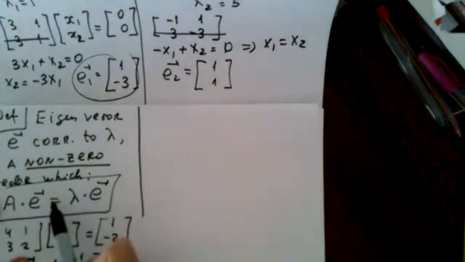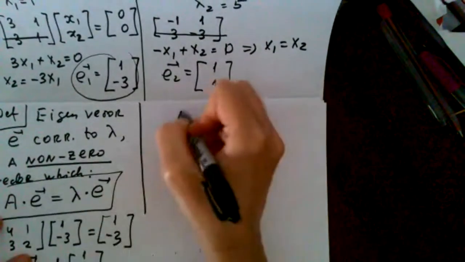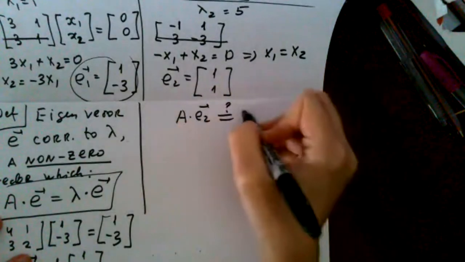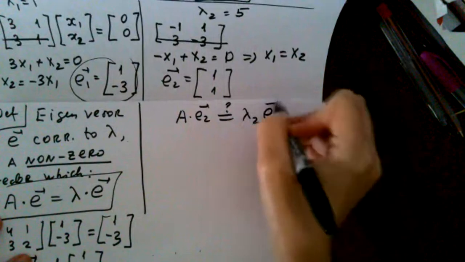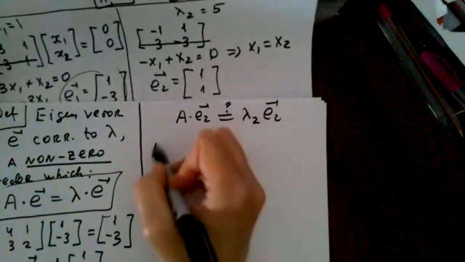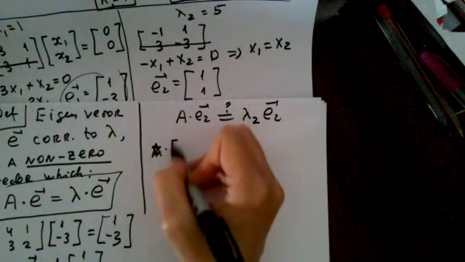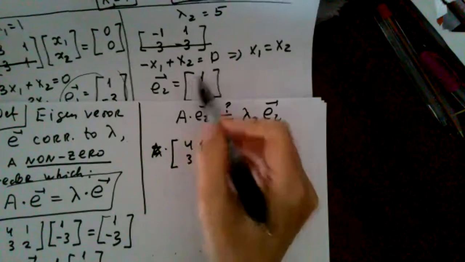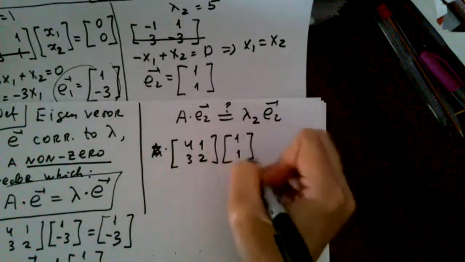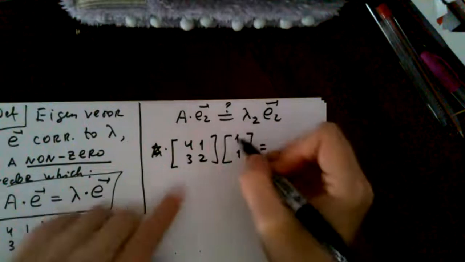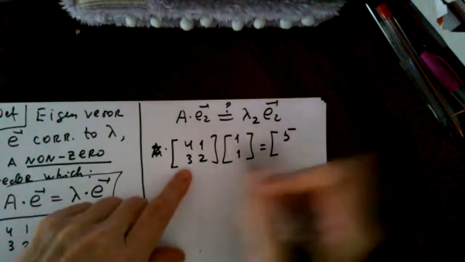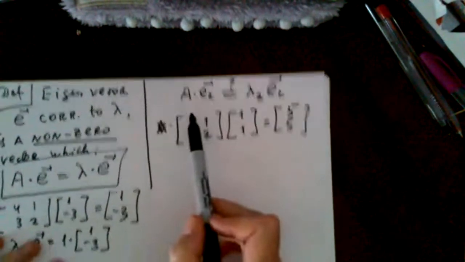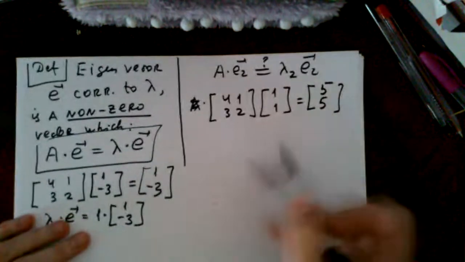Okay, so again, we need to take this equation. So A times E2 should be equal, I put a question mark here because I don't know yet, lambda 2 E2. Lambda 2, of course, is 5. Okay, let's do this multiplication. So our matrix A was 4, 1, 3, 2, and our current vector is 1, 1. Let's do this multiplication and see what happens. So 4 plus 1 will be 5. 3 plus 2 will be 5. So the left-hand side of this equation, of this definition actually, gives us a vector with components 5, 5.